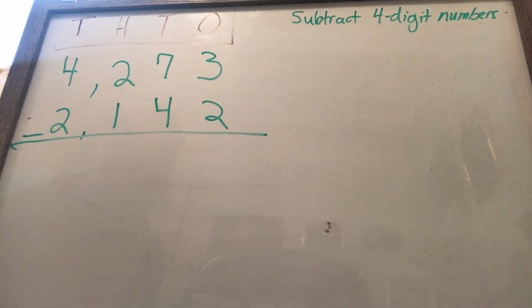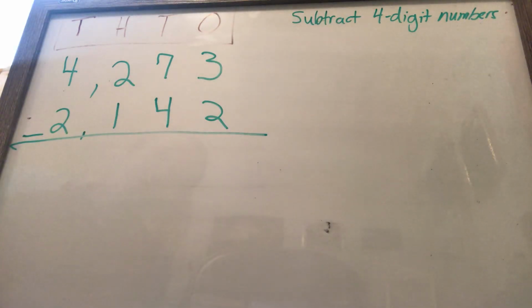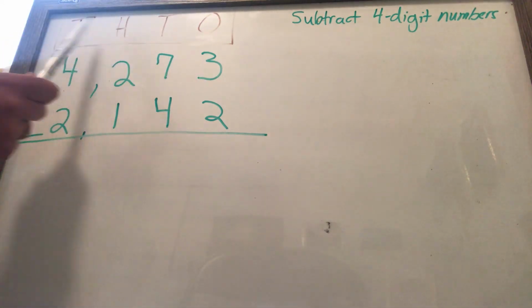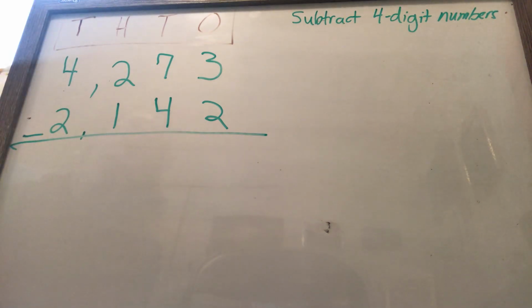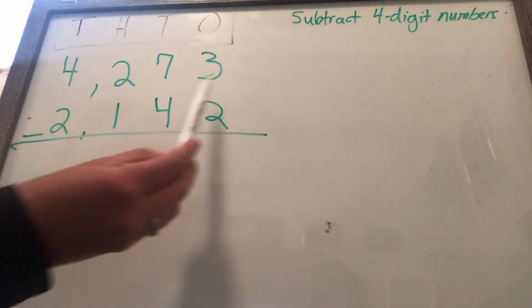Hi everybody, what we're going to be looking at today is subtracting 4-digit numbers. So just like we've done this past week, I have our place values up here, ones, tens, hundreds, and thousands. And we're going to be taking away some from a larger number.